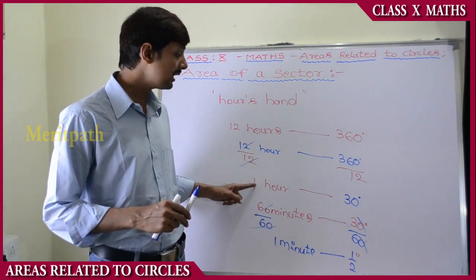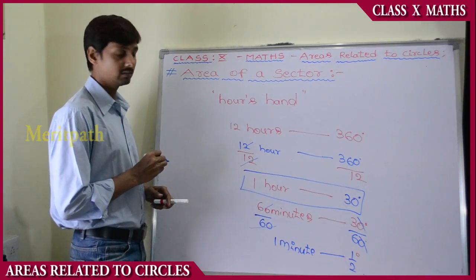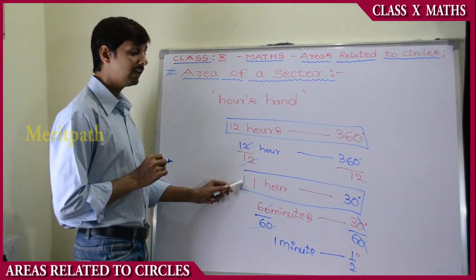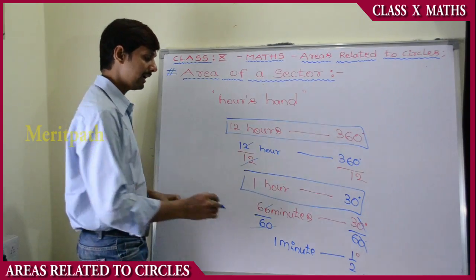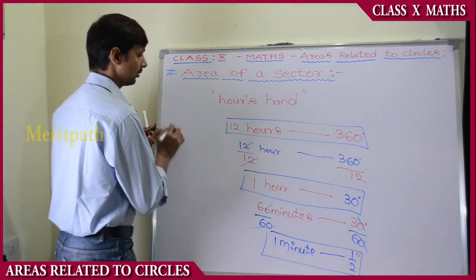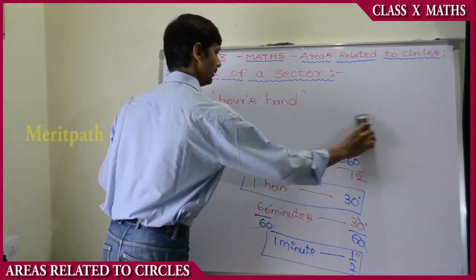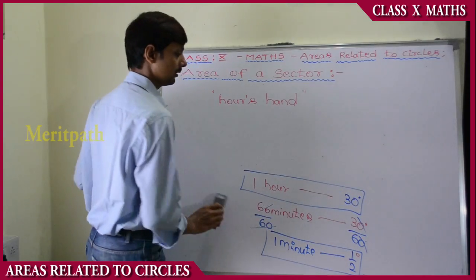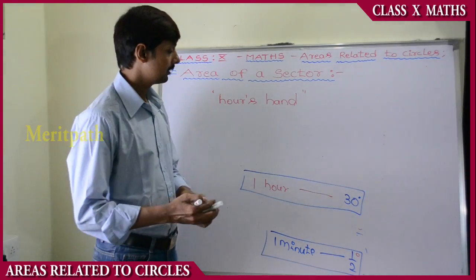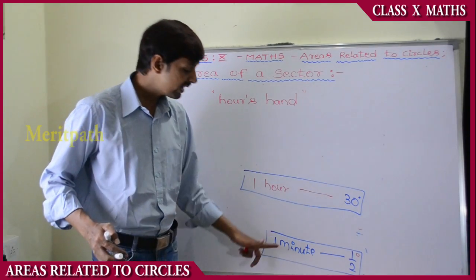In 1 hour, it's making an angle of 30 degrees. In 12 hours, it's making an angle of 360 degrees, and in 1 hour it makes an angle of 30 degrees, and in 1 minute it makes an angle of half a degree. So let's write again. The hour hand will make an angle of 30 degrees in 1 hour, and in 1 minute it makes an angle of half a degree.